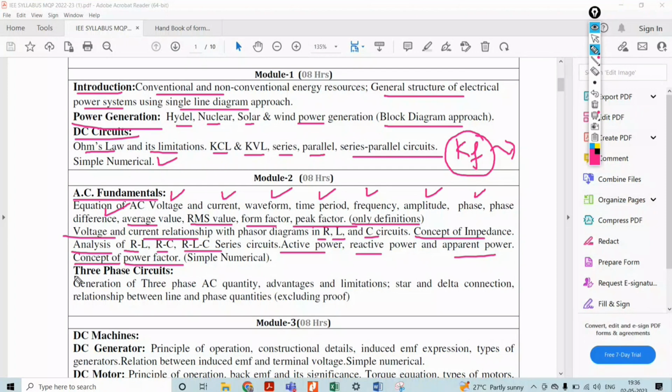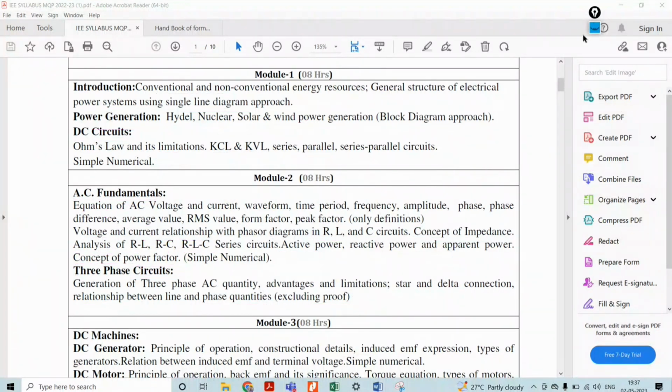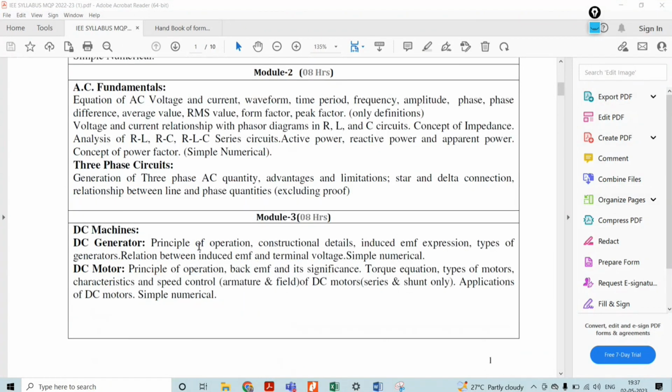Then with respect to the 3-phase circuit: the generation of 3-phase power, then the advantages of 3-phase power and its limitation, corresponding to the star connection and the delta connection. In that, especially concentrate on the relationship between the line and the phase quantities. But the derivations are not required. Keep this in mind. Don't think about the derivations. Just the line parameters and the phase parameters for the star and delta connection.